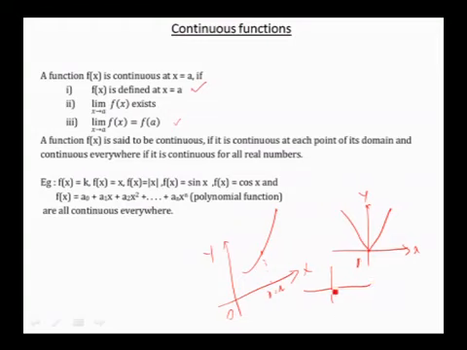So the sine graph, you keep drawing it like this. So this is continuous. f(x) = sin x, cos x, they are all continuous. Even whenever you come across a polynomial function, it is always continuous. So they are all continuous everywhere. So you need not bother when you come across these things, you can say straight away it is continuous.